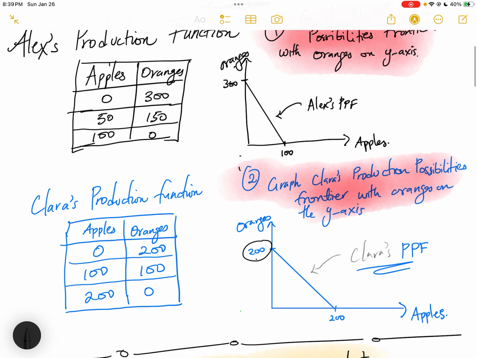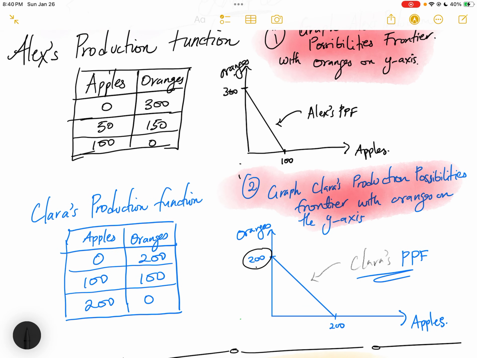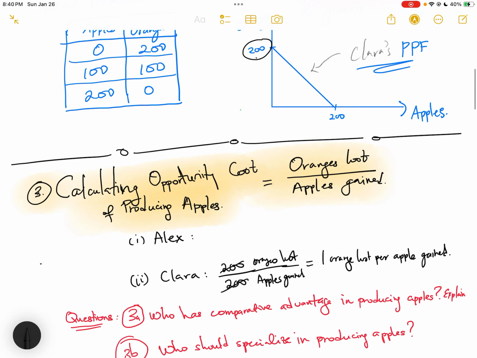For Alex, let's scroll up. We have 300 oranges and 100 apples. So 300 oranges divided, oranges lost divided by 100 apples gained. Okay, we do the math. We have 3 oranges lost per apple gained.